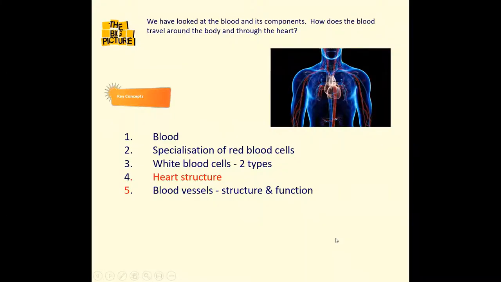So in this lesson, we're going to continue with animal transport systems. In the last lesson, we covered blood, the different types of blood cells, white blood cells and red blood cells, and how their structure is suited to their function. In this lesson, we're going to start to look a little bit at heart structure. This is quite a short lesson, and then we'll move on to blood vessels and how their structure suits their function.